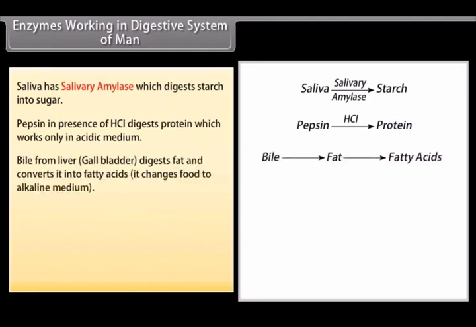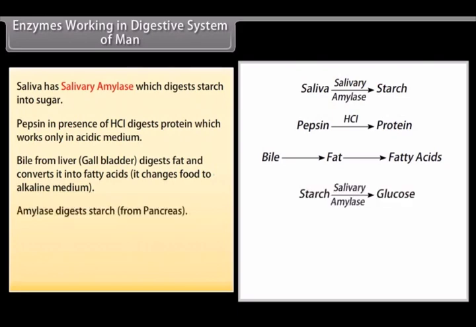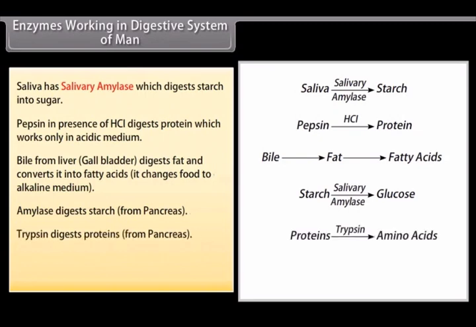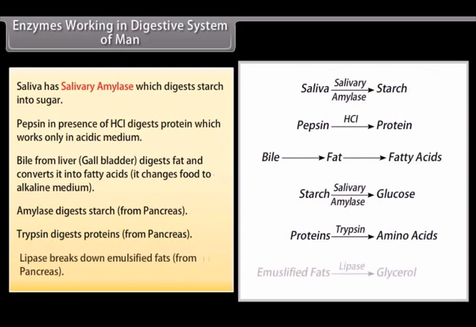Bile from the liver, stored in the gallbladder, digests fat and converts it into fatty acids. It changes food to an alkaline medium. Amylase from the pancreas digests starch. Trypsin from the pancreas digests proteins. Lipase from the pancreas breaks down emulsified fats.